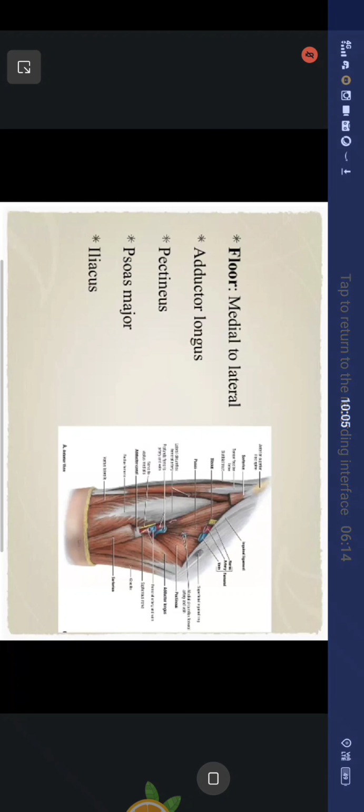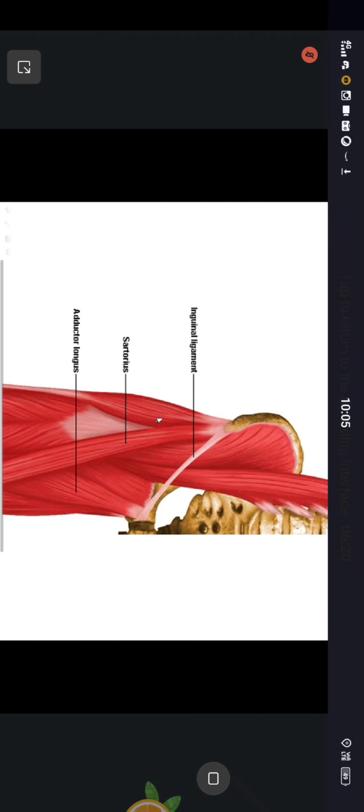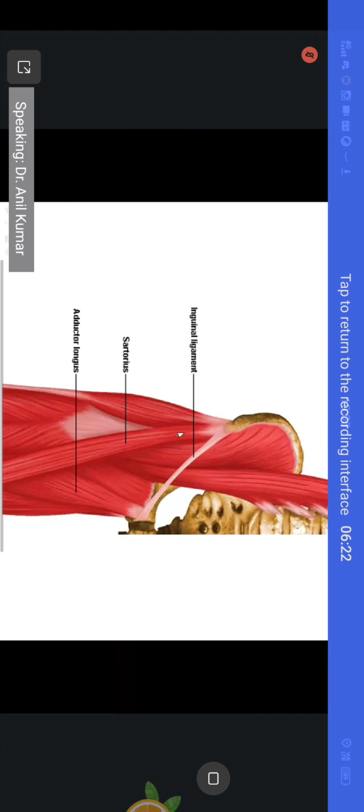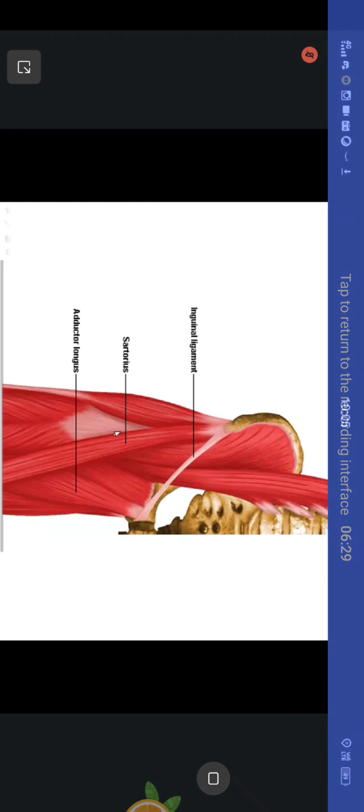I'll show you these muscles clearly in another diagram. Here you can see them. This is the femoral triangle. The boundaries of the femoral triangle: this muscle is the sartorius and this is the adductor longus. You can clearly see both of them. Like that you can see the inguinal ligament also over here. So I think everyone can clearly see these three things: inguinal ligament, sartorius and adductor longus.